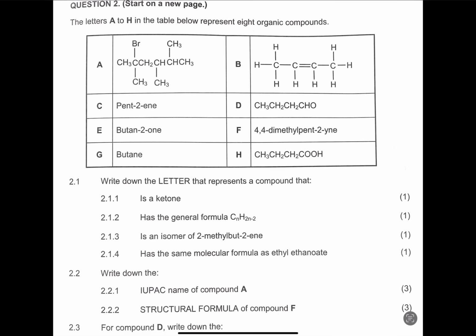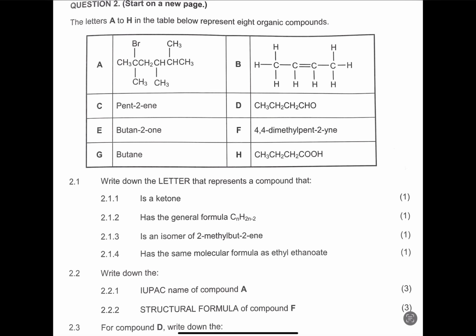And then B, we've got a double bond, that's an alkene. Pent-2-ene, that's C, that's also an alkene. And D looks like an aldehyde. And we've got E, which is a ketone. And we've got an alkyne at F. And we've got an alkane at G. And we've got an alcohol at H.